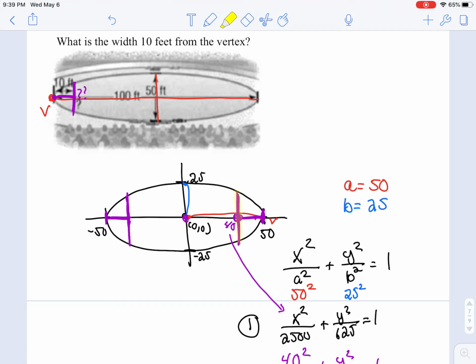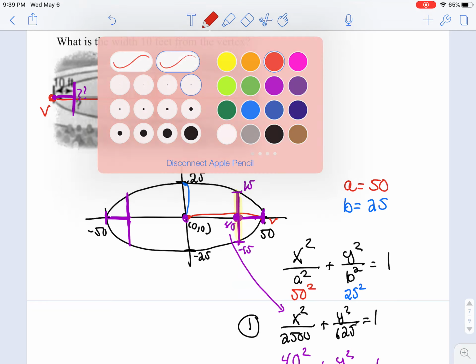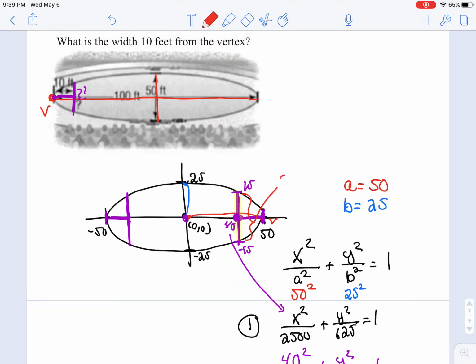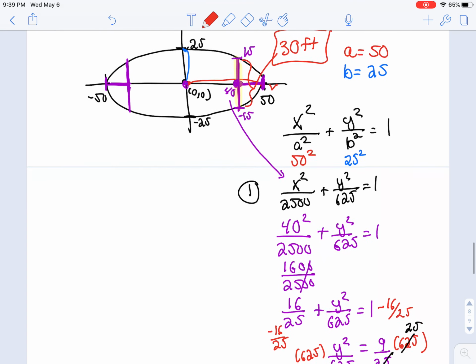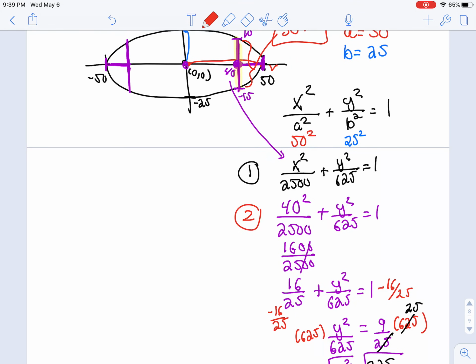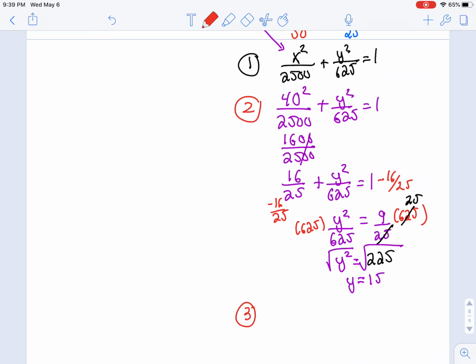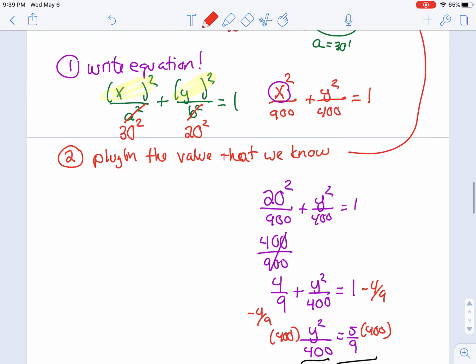Go back to the question though. What is it asking? It's actually asking us for this width from the top to the bottom. What I have found out is that when x is at this 40 feet, my y value would be 15. So in other words, I would have to go up to positive 15 or down to negative 15. So if I'm looking at the actual width, the width from there to there is actually 30 feet. So it is important, once you've established your equation and plugged in the value that we are given, to still make sure you go back and answer the question, because the actual answer is a width of 30 feet at that point.